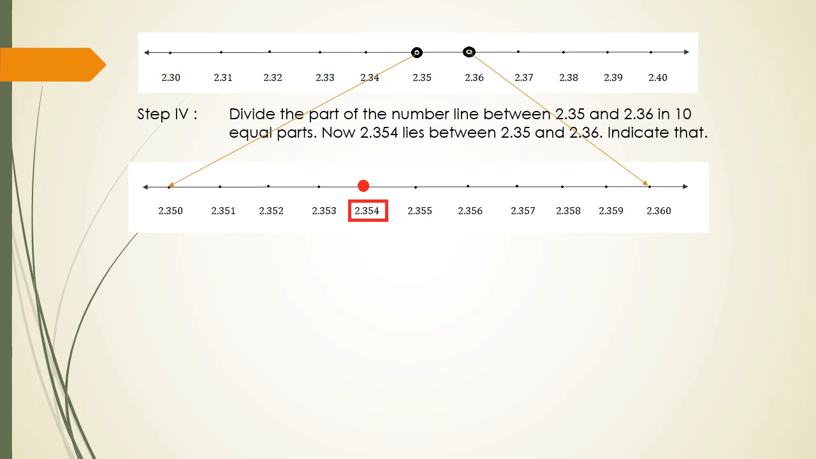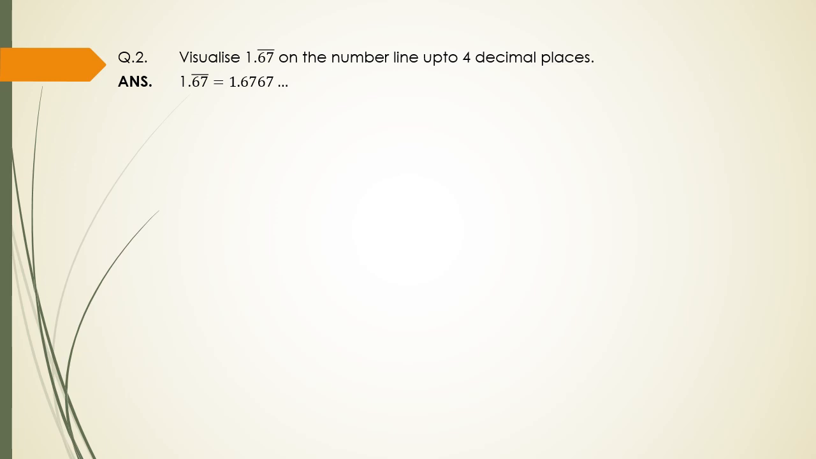Now let us start with question number 2. Our question number 2 is to visualize 1.67 recurring on the number line up to 4 decimal places. So we are supposed to visualize 1.67 recurring on the number line up to 4 decimal places. Let us start with the answer of this one.